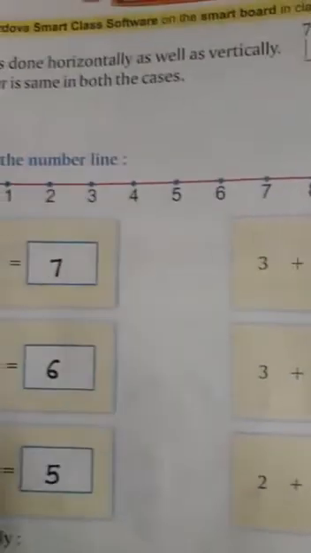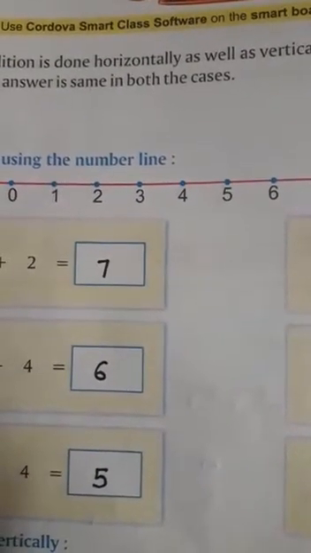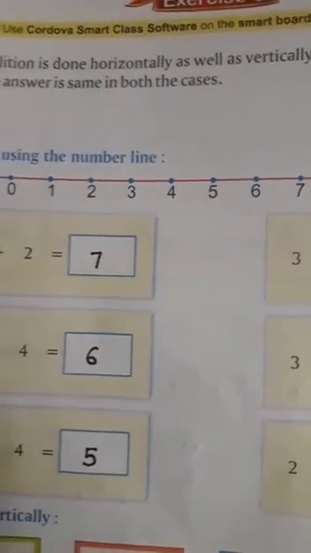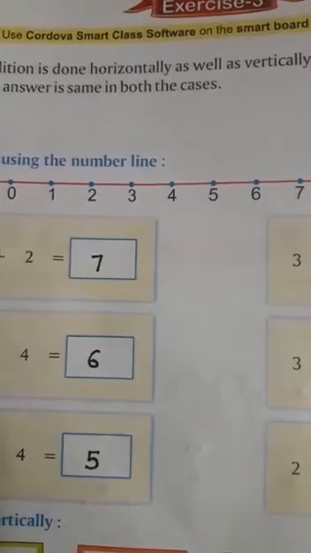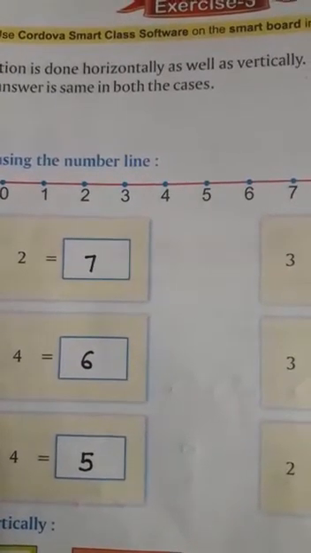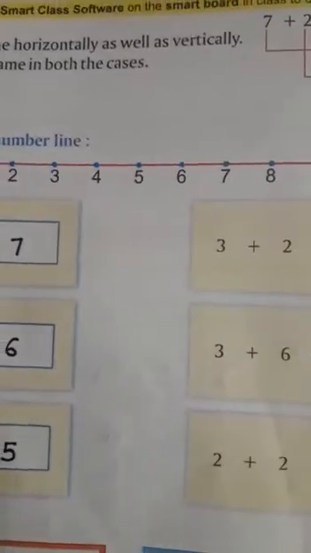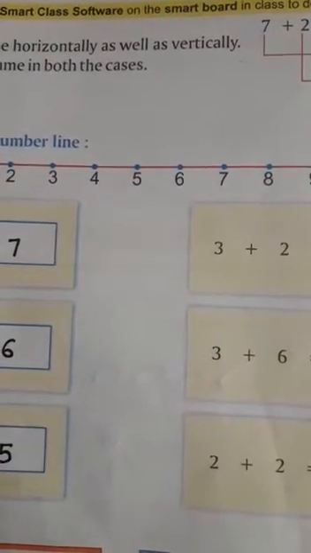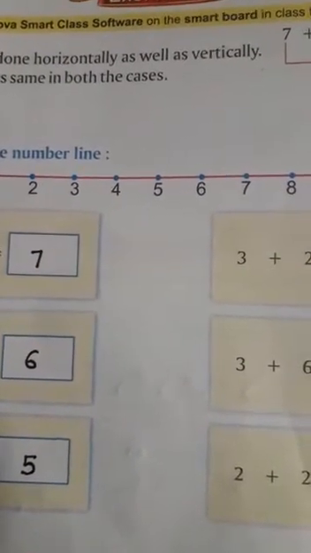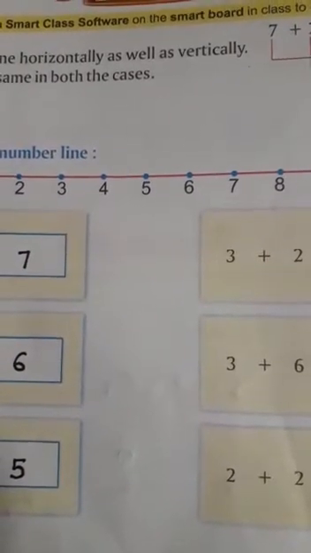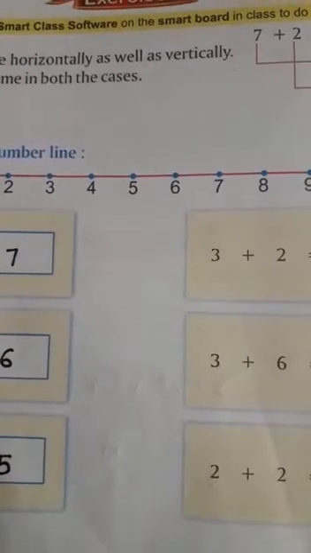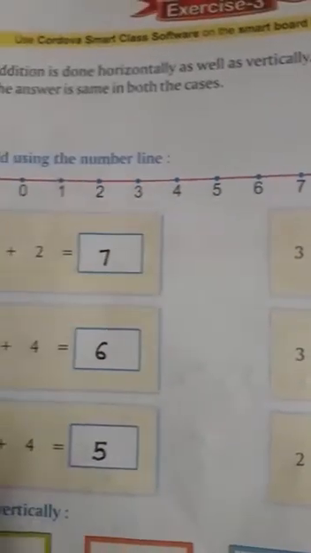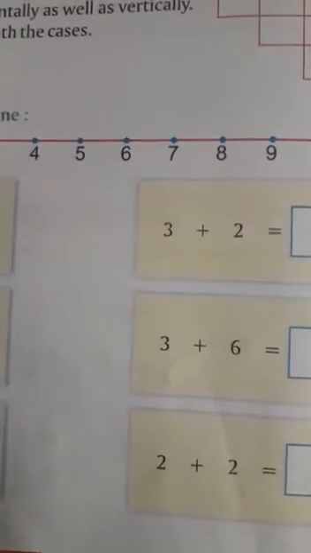3 and 6. So our first jump will be from 0 to 3. Then 3 to 4 first, 4 to 5 second and 5 to 6 third jump. And we have to take 6 jumps. Then 6 to 7 fourth, 7 to 8 fifth and 8 to 9 sixth. So our answer is 3 plus 6 is equal to 9.